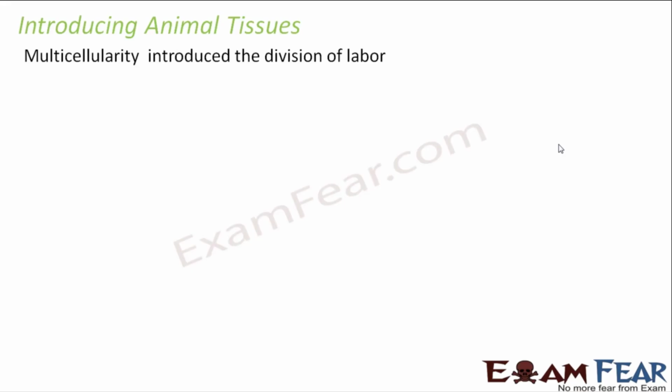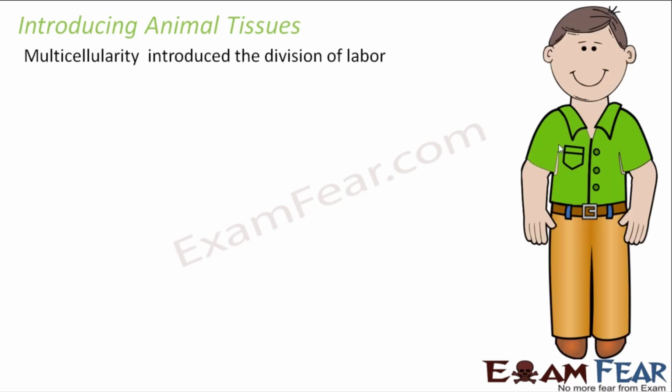Now, as I mentioned in the introduction of this lesson, multicellularity introduced the division of labor. Multicellularity means the organisms are made up of multiple cells, that is, millions and millions of cells are present inside the body of the organism. So now the question was, how do these cells perform the specific functions? So the cells grouped together and they decided that they will perform a specific function. So this was known as division of labor.